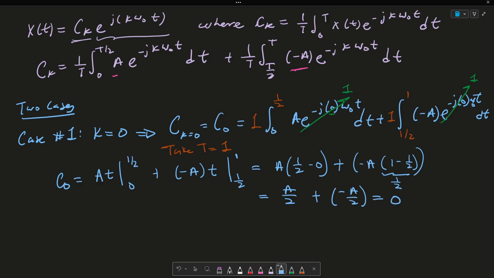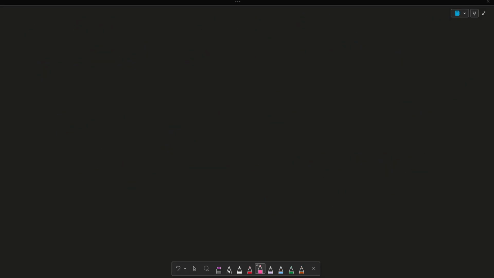So that's the key takeaway point from case number 1, is that c0 is essentially 0. So when k is equal to 0, my coefficient is 0. I hope this makes sense. If you have any questions, please ask them down in the comment section below, and I'll be sure to get to you. So now let's go ahead and take case number 2.